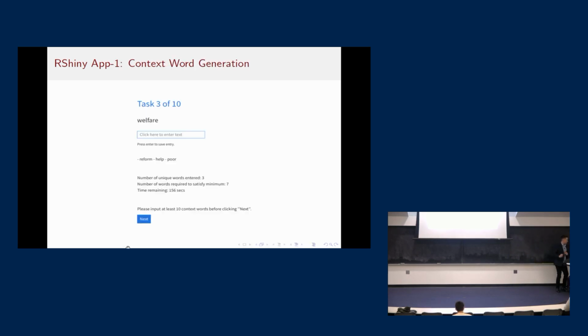Okay. So here's what it looks like if you're in this first task. We're going to have a first task and a second task, and the workers are going to be completely independent. So I'm curious, you can think about it in your own minds, right? If I told you to write down all the context words for welfare, what would you write? Notice here, this person has just started the task. They have to write 10, and they've written reform, help, poor. All right, now you just think about what you would write there, right? And that's going to be the human-generated list, basically.